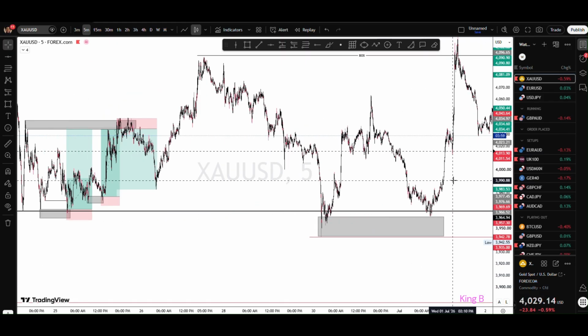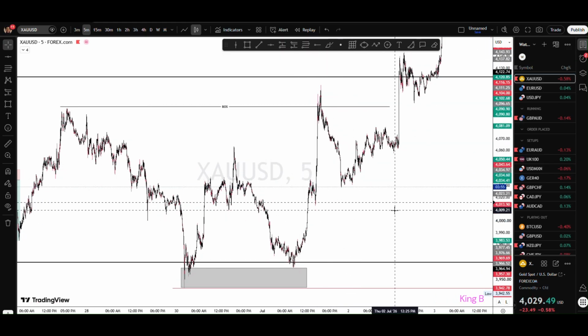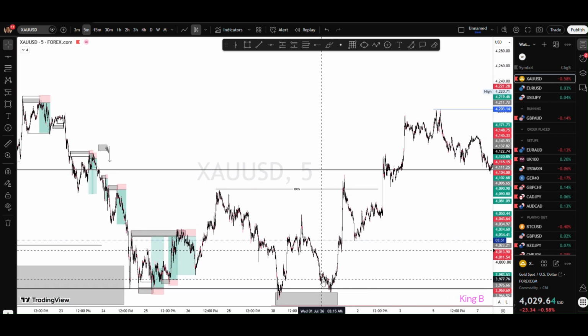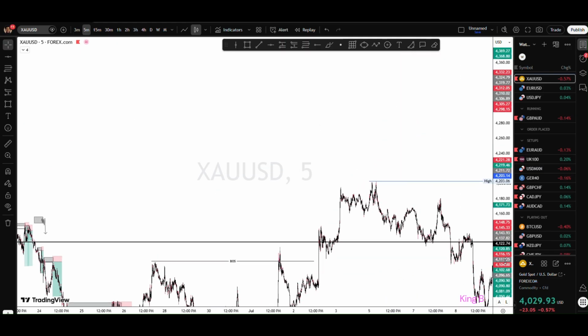I would have missed this trade. But anyways, let's move. Boom. So now we're looking for buys because the market is bullish. We look to take the same structure. So this would have been where we didn't have any trade.